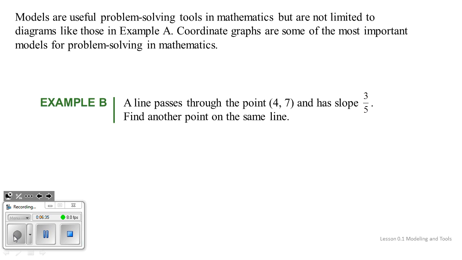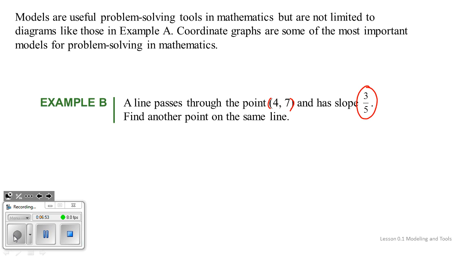All right, here's another example. A line passes through this point (4, 7). It has a slope of 3/5. So find another point on that same line. What should I use here? What kind of model can I use? Should I use a graph? Can I just use an equation?